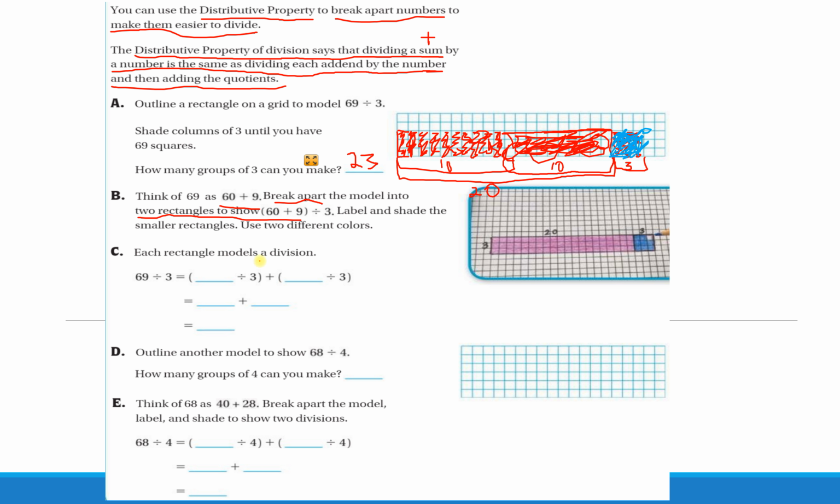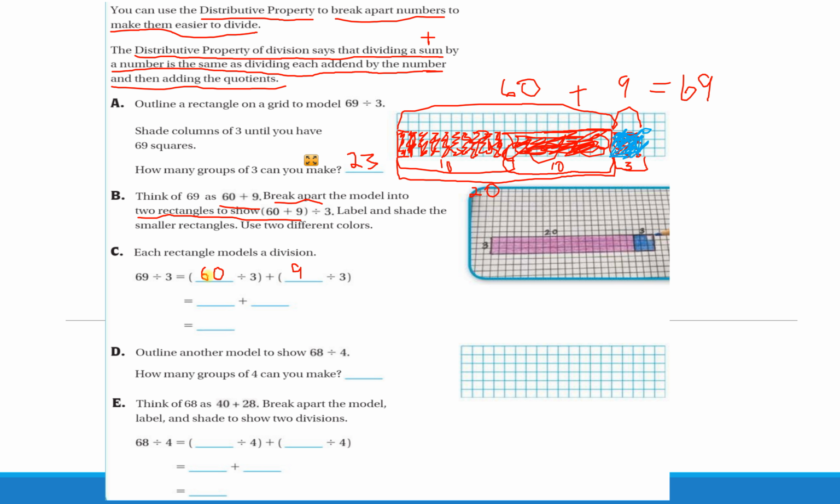Okay, each rectangle models a division problem. So we broke it into 60 divided by 3. That's representing all of these, the red ones. That's 60 total, right? And 9 divided by 3. So this blue part shows 9 boxes. And remember, we didn't change the value. 60 plus 9 still equals 69. So we're still dividing 69.